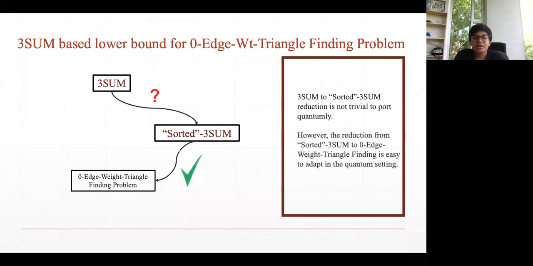But surprisingly, the non-trivial reduction from sorted threesome to the zero edge weight triangle finding problem was easily quantizable, and we were able to give a nice quantum reduction from this to this. So we still had this question mark to fill. Well, someone could even argue that maybe you could have tried to give a new reduction from threesome to the zero edge triangle problem, but we thought, okay, let's see if we can fix this question mark here. And in fact, we do.